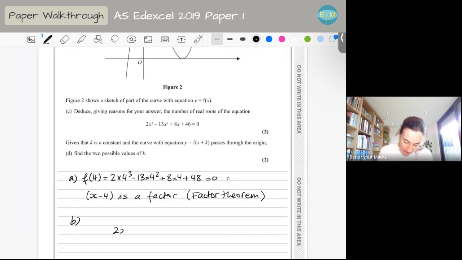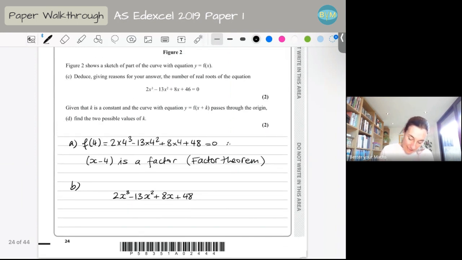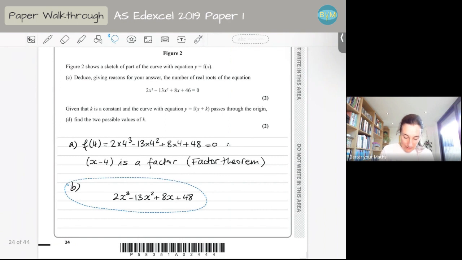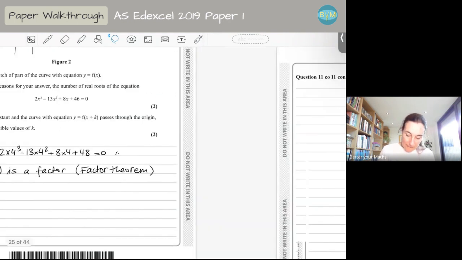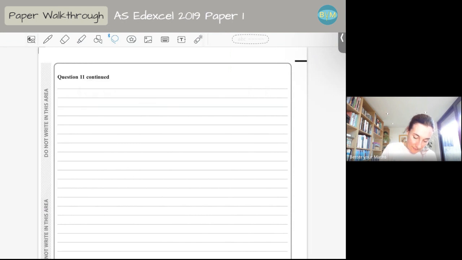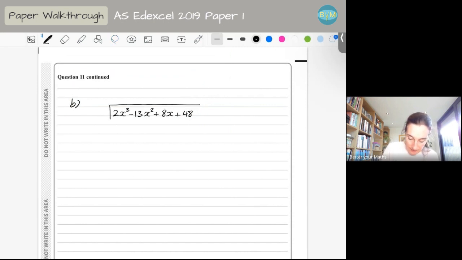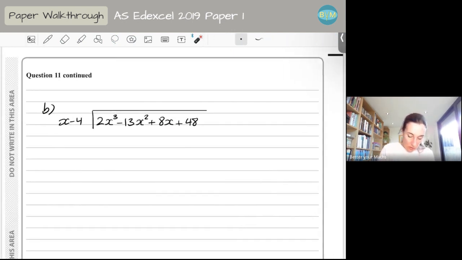So the function is 2x cubed minus 13x squared plus 8x plus 48. And I'm going to divide that by x minus 4. So I'm going to write the x minus 4 here, and I'm going to just divide. Please divide with me. So 2x cubed divided by x is 2x squared. I multiply and I have 2x cubed minus 8x squared.